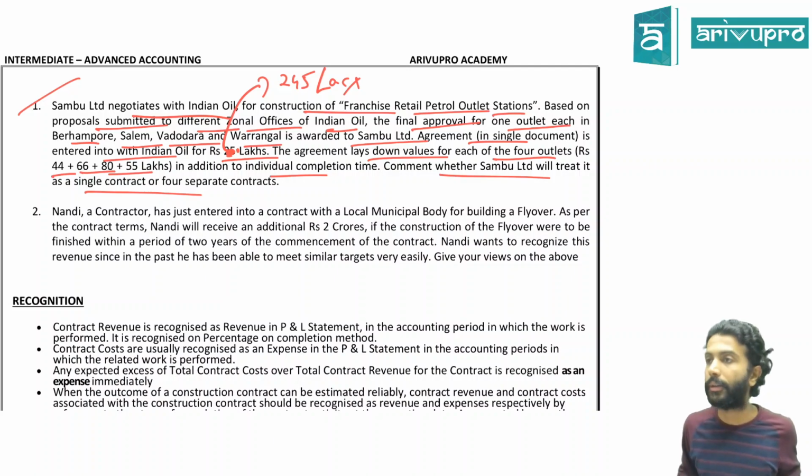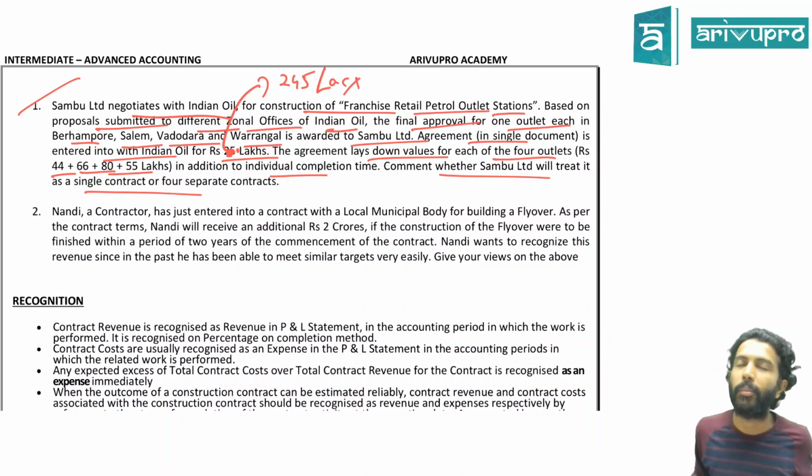This question is important. It has come quite a few times. All of these type. One contract or 4 different contracts? Single or separate, 1 or 4? Why 4? Separate. Because they have laid down values for each item individually, and also specified individual completion times, so that must be treated separately.